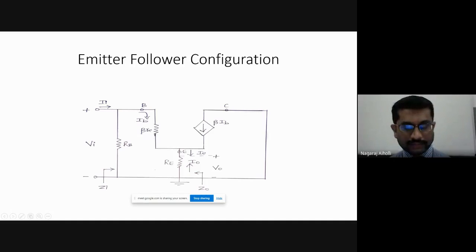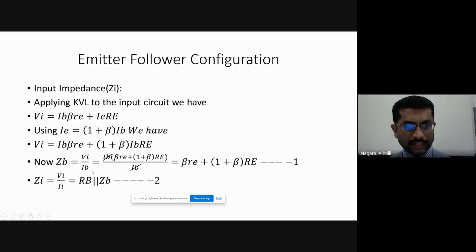What is impedance ZB? That is the impedance at the base terminal. It is the voltage at the base terminal, that is Vi, divided by the current into the base terminal, that is IB. That is ZB is equal to Vi divided by IB.